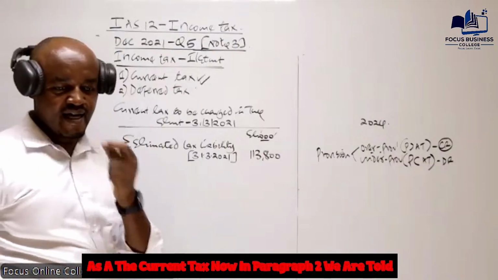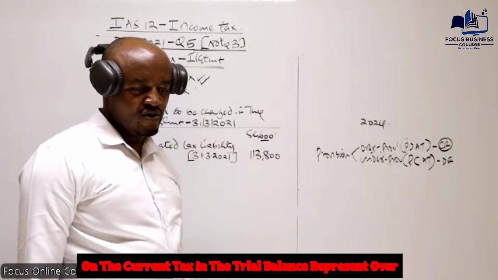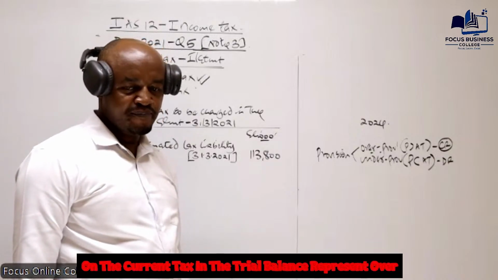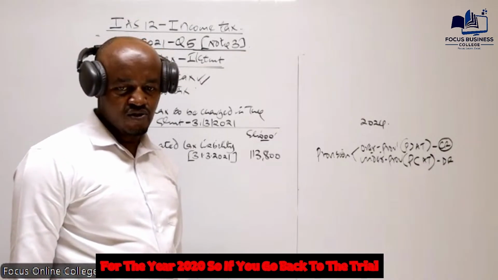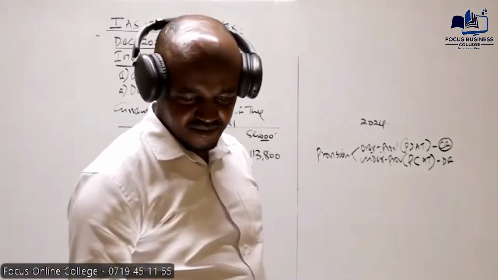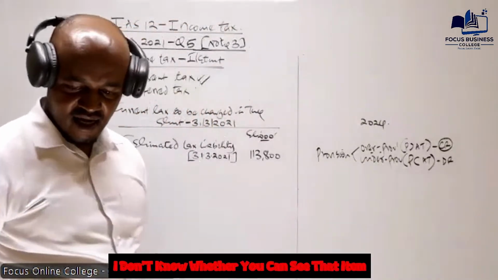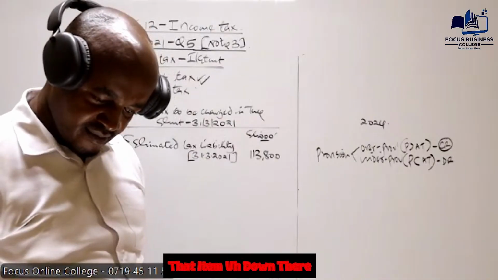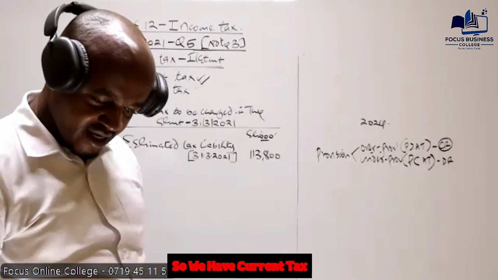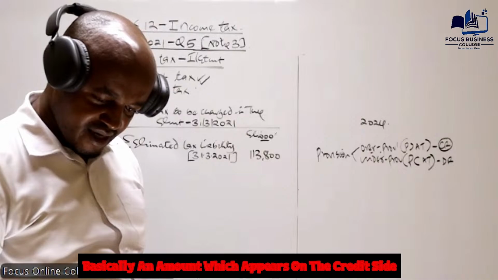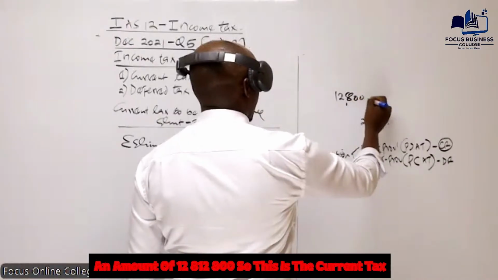As the current tax. Now in paragraph 2, we are told the balance on the current tax in the trial balance represents under or over provision of tax liability for the year 2020. So if you go back to the trial balance, in the trial balance there is an item we are given there of current tax. I don't know whether you can see that item, down there almost at the bottom of the trial balance. So we have current tax, an amount which appears on the credit side, an amount of 12,800. So this is the current tax.